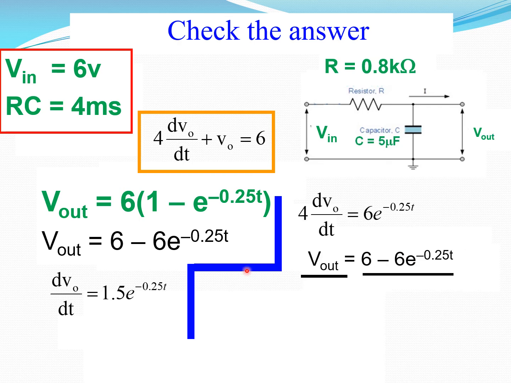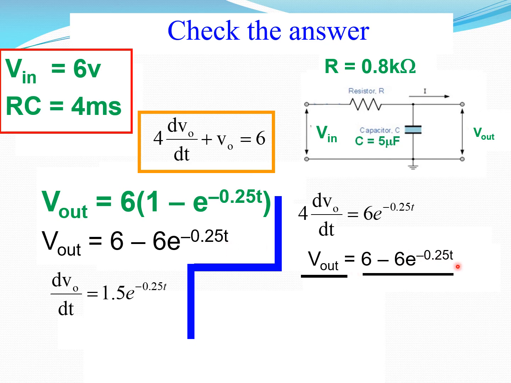So piecing that together, look at the left hand side of the differential equation. We have 4 times dV out dt. So 4 times dV out dt equals 4 of these here: 4 times 1.5, which is 6 e to the minus 0.25 t. So 4 dV out dt plus V out, and we know what V out is. It's 6 minus 6 e to the minus 0.25 t.